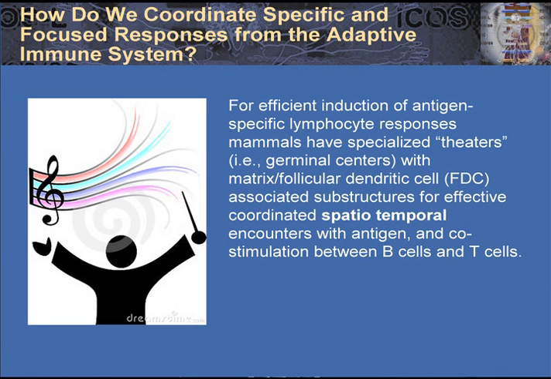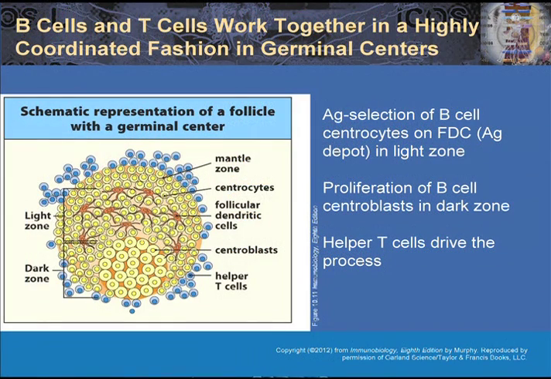which involve a follicular dendritic cell in the right kind of matrix and setting. And this follicular dendritic cell has very specific components and substructures. It has these processes that allow the accumulation of antigens such that there can be effective coordinated spatiotemporal encounters. So in time and space with antigen, and this allows co-stimulation and coordinated responses between B cells and T cells. So this is a picture shown of a germinal center. It's very complex.